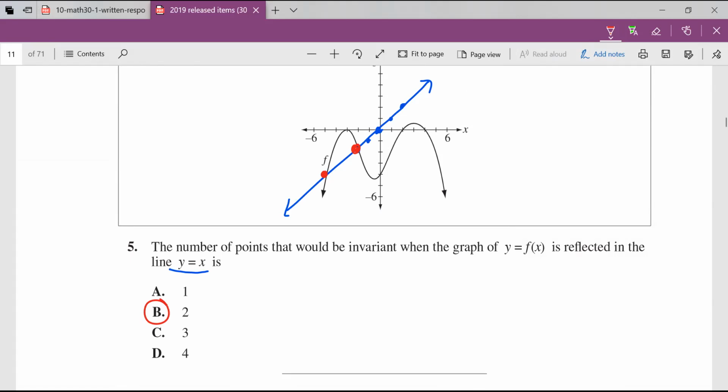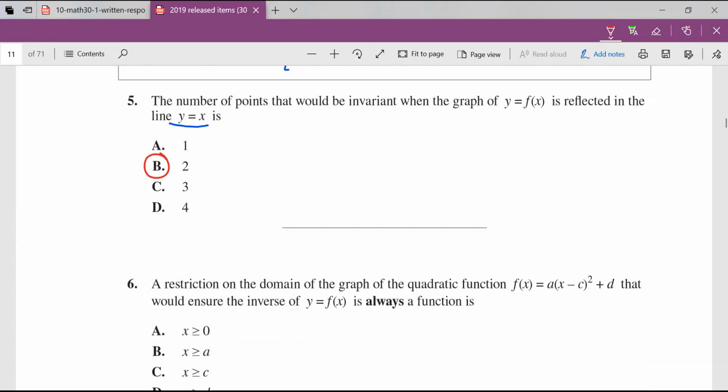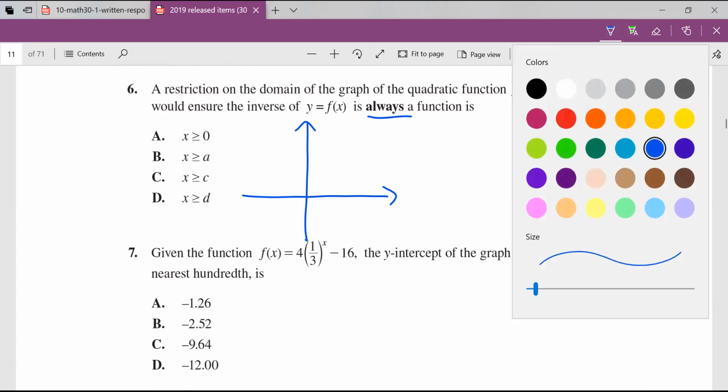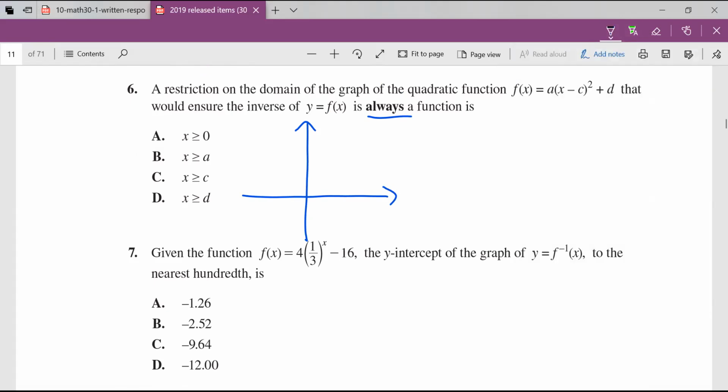All right, not bad. Now, number 6 is another inverse question. What this one says is a restriction on the domain of the graph so that this quadratic's inverse is always a function. Okay, what does that mean? Well, this graph here is a parabola. And we don't know if it's opening up or opening down. It doesn't tell us much about it, but what you can envision is you've got a parabola here with a vertex of C, D.